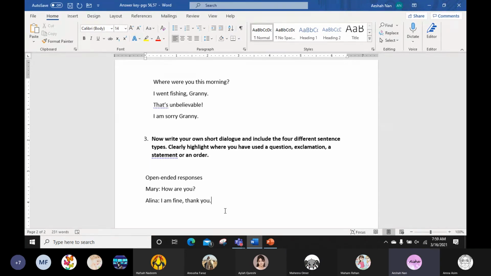Okay, now this is an open-ended answer. You can use any sentence, but it is better to use different types. Different types means a dialogue includes a question, exclamation, statement, or order. Can you do it by yourself? Yes. Start doing.